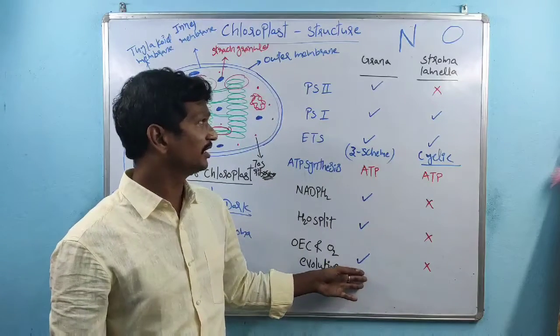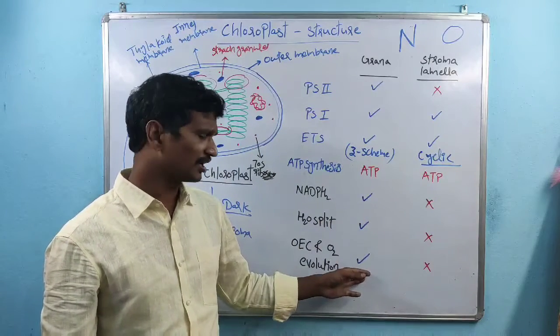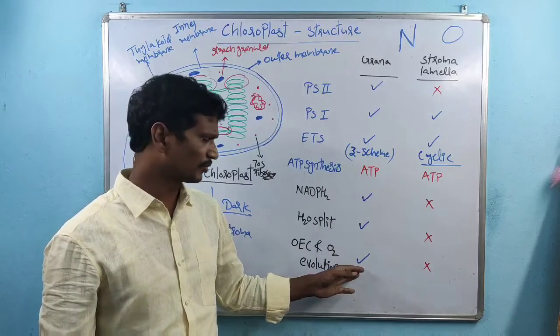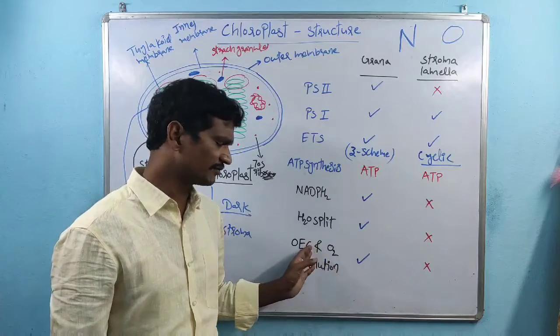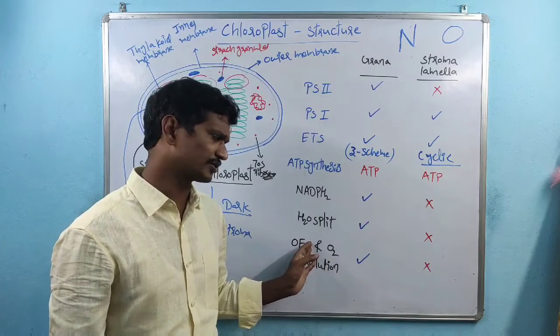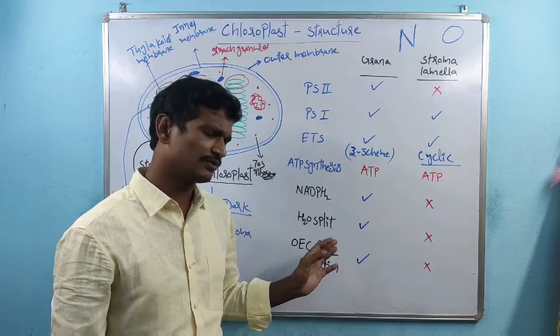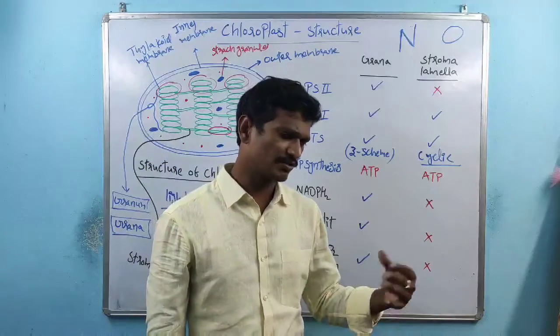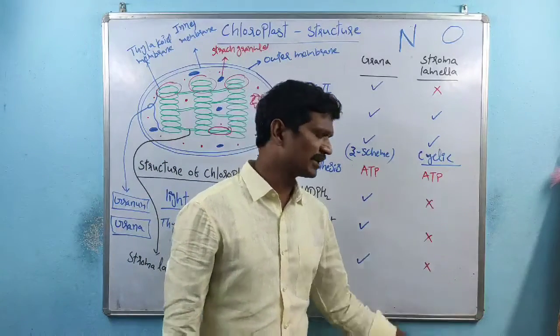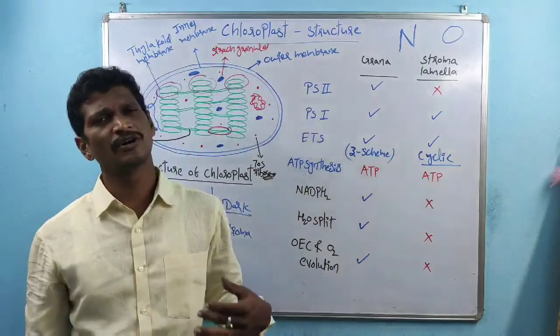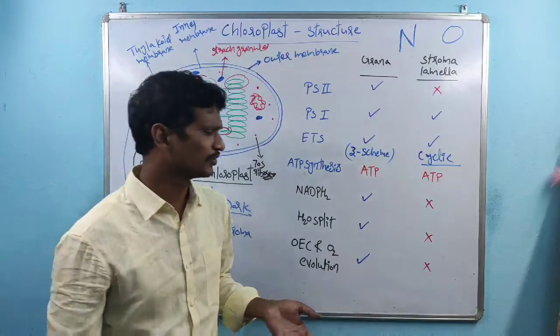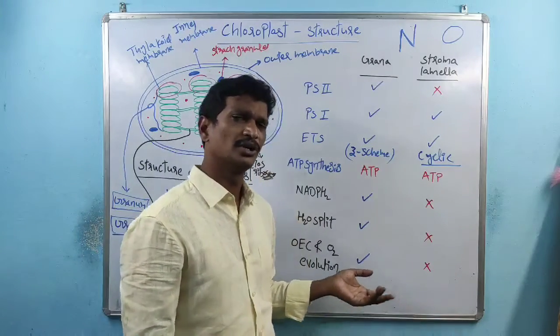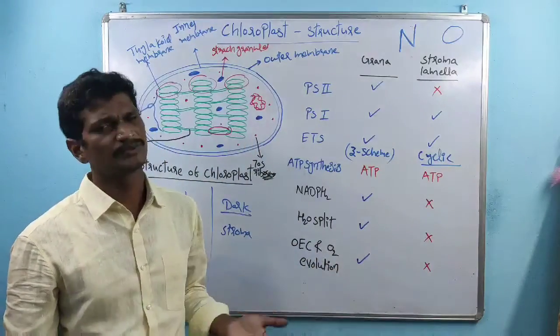So here, the grana have the capacity to produce oxygen because they have the oxygen evolution complex. So within the grana, the oxygen evolution complex is present and it evolves oxygen. Within the stroma lamella, the oxygen evolution complex is absent. It is unable to produce oxygen because the oxygen evolution complex is absent.